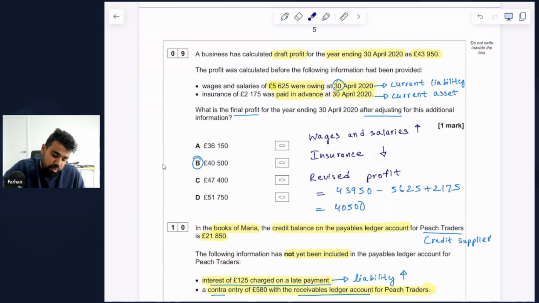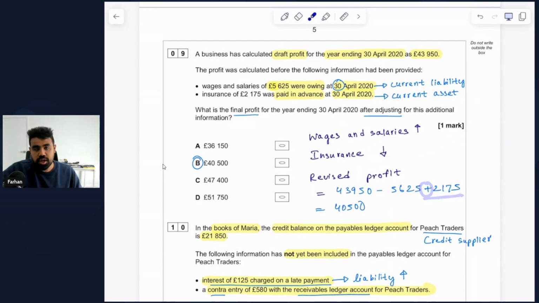Now, if I want to find the revised profit, I start with the draft profit of 43,950, and then I subtract 5,625. Can you think of why? We know that wages and salaries of 5,625 were owing, which means that expenses should go up. If expenses go up, profit should go down. That is why we are subtracting 5,625, to reflect the fact that profit is going down. And then we understand that insurance has been paid in advance, which is a current asset. That means the total insurance expense for the year needs to go down, and if expense goes down, then profit will go up. That is why we have added this here.